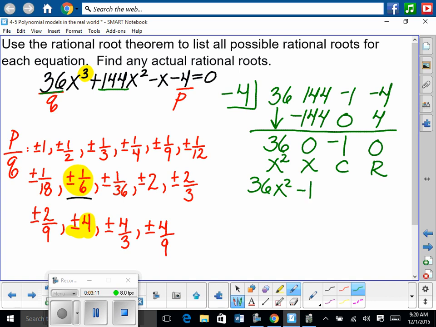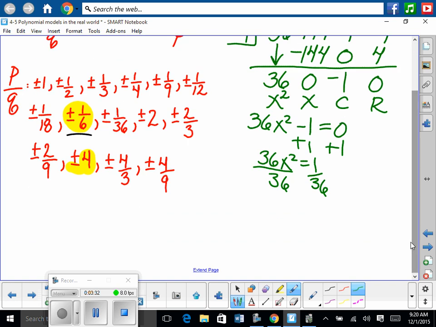Now can't we solve that one way quickly? Isn't that a quadratic? Yeah, we don't even have to use the quadratic formula in this one. Isolate x squared, so we'll add 1. So we have 36x squared is equal to 1. Divide both sides by 36. So we have x squared equal to 1 over 36.